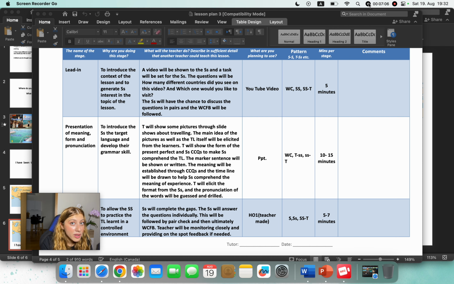So in this case, we are still in the presentation stage. Right now we are going to talk about the form. We are going to tell our students, okay, for me, I need to use I plus have plus the past participle of the verb. How about you? What do you think about you? They are going to guess, and you are going to help them. And you can tell them, how about she? How about he? Make sure that they have understood which auxiliary they are going to use, so has or have.